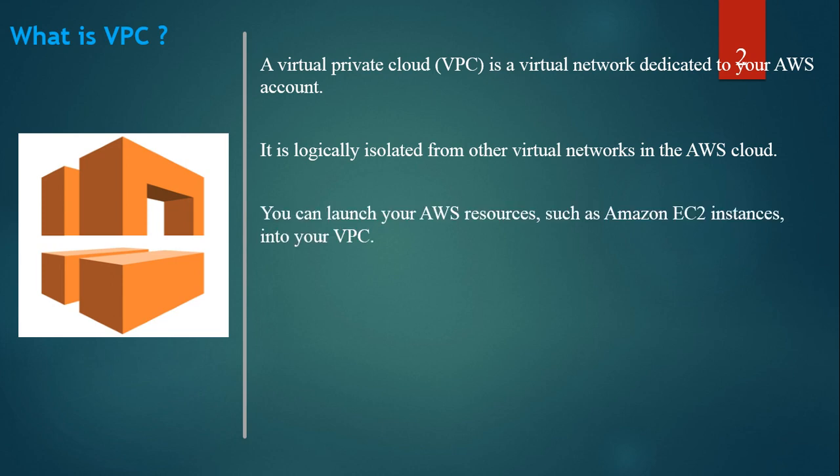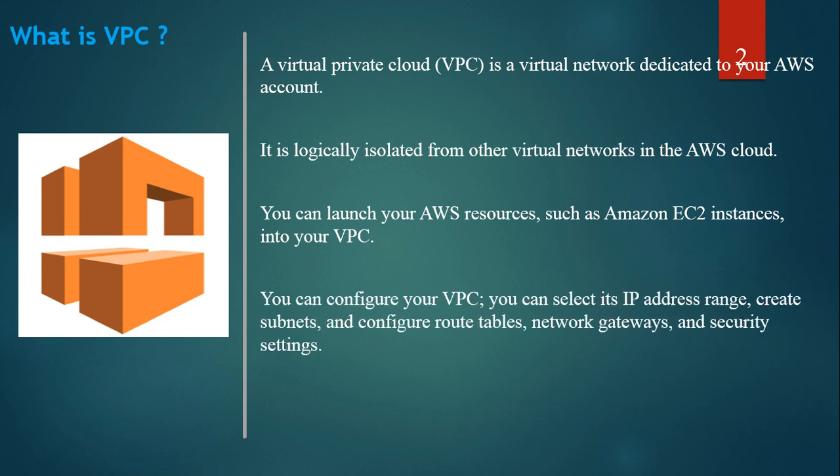You can launch your AWS resources such as Amazon EC2 instances in your VPC, and you can totally customize your VPC in terms of IP address range and number of subnets. You can set up your own configuration, your own routing tables, network gateways, and security settings.